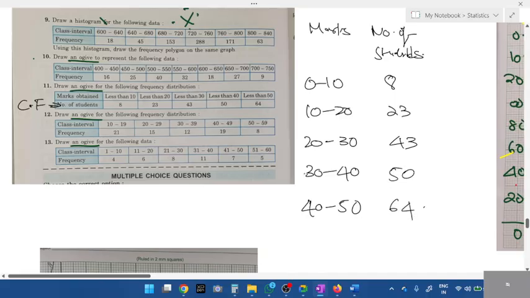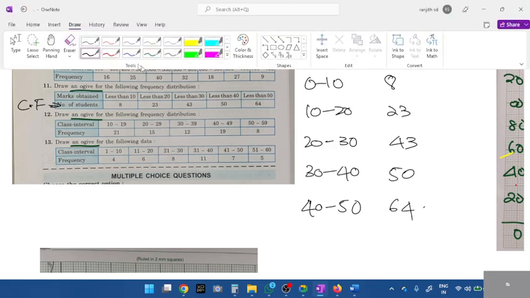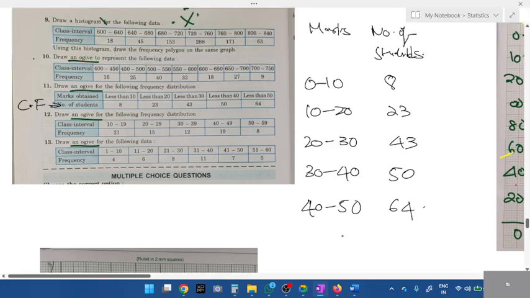Okay, for an ogive graph, what is required, students? Cumulative frequency or frequency for an ogive graph? Cumulative frequency, and we need the upper limit. So for an ogive graph, you don't have to convert. Remember, don't convert, the answer will go wrong. We just need 10 comma 8.